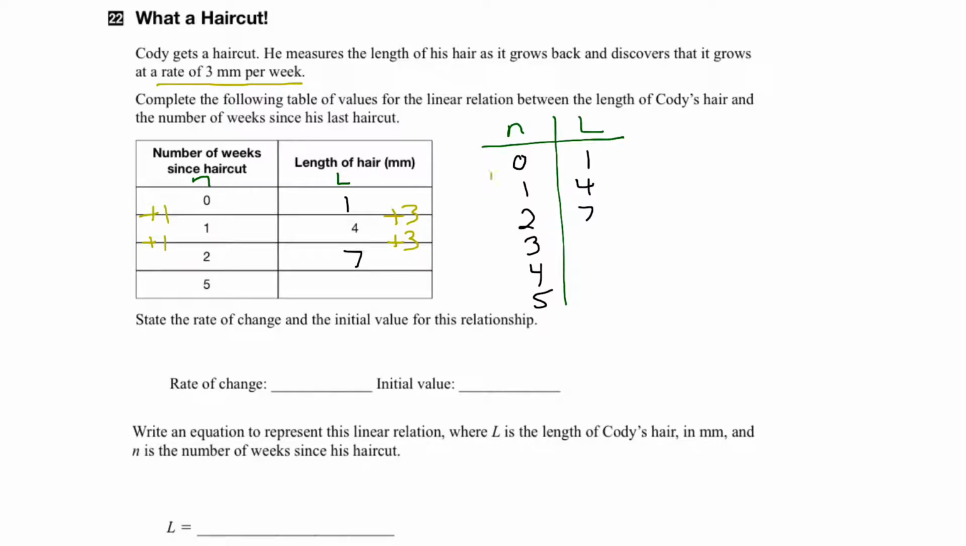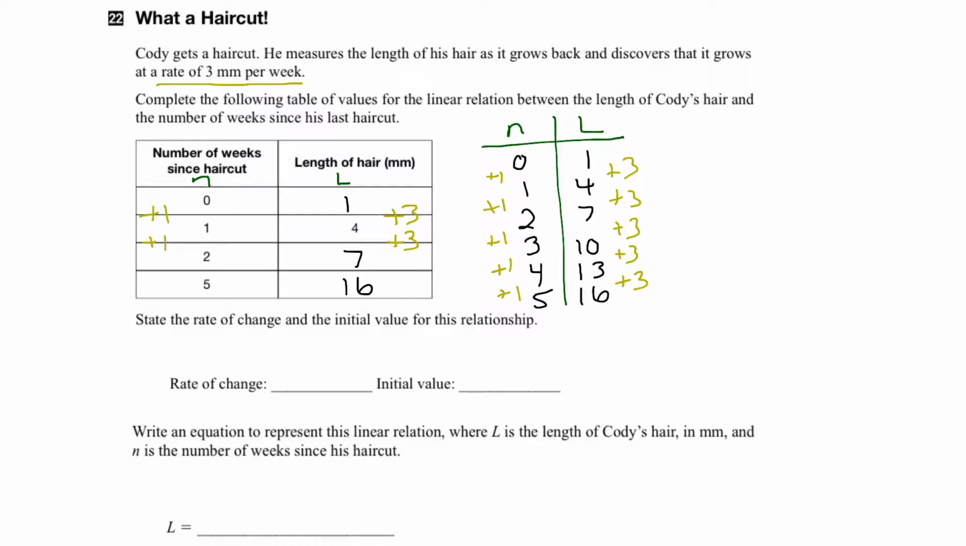On the left side, if we increase by a week each time, then we increase the length by 3. So for week 3, this would be 7 plus 3, or 10. Then for week 4, it would be 13. And then for week 5, it would be another 3, or 16 millimeters long. Our relation here is we're increasing by 3 each time. So we can put the value 16 in here.